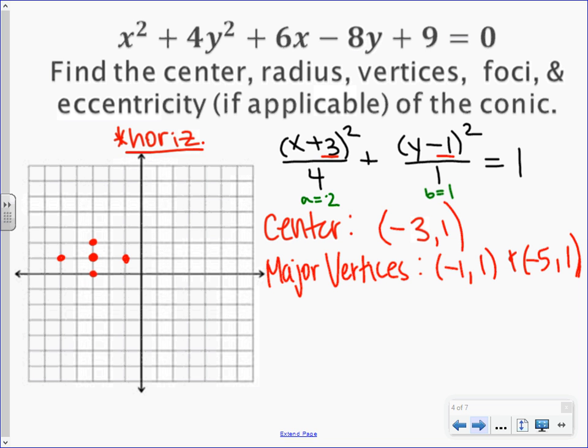Okay. Now we identified b to be 1. So we went up and down 1 for our minor axis, and I'm just going to go ahead and label these as minor vertices. Okay. I think that they're important to label because they give us that nice shape. And so then we can connect the dots nice and smooth for our oval shape.